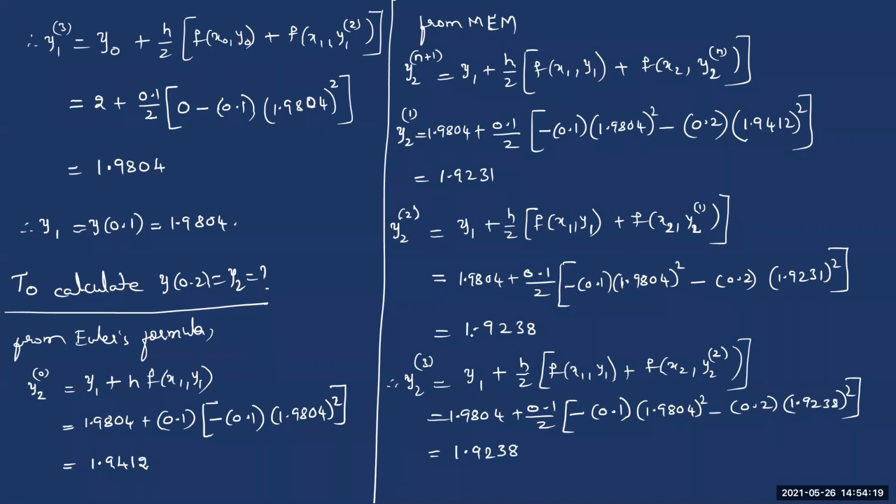Since you got the same value in the second and third approximations, you can conclude we got 4 decimal accuracy. That's why I'm concluding y2, or y at 0.2, is equal to this last value, 1.9238. So that's how you can solve this problem using modified Euler's method.